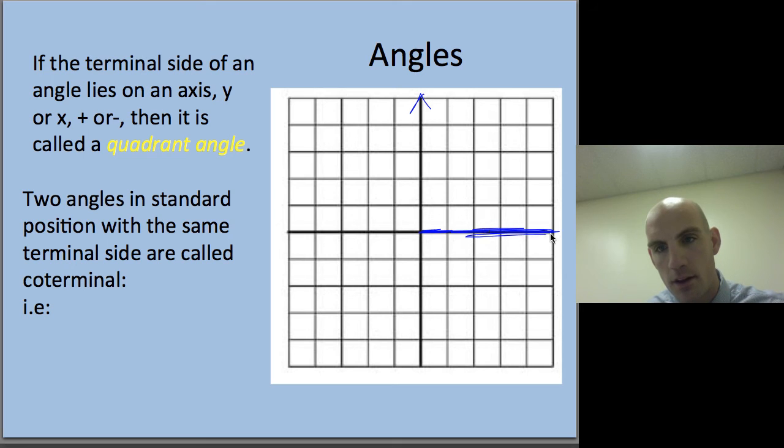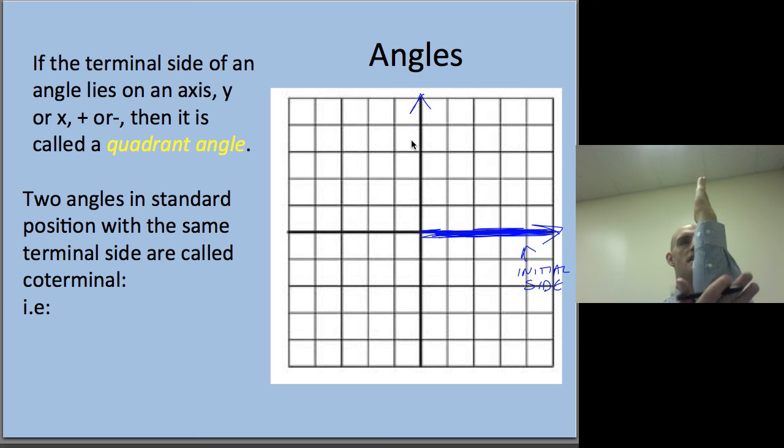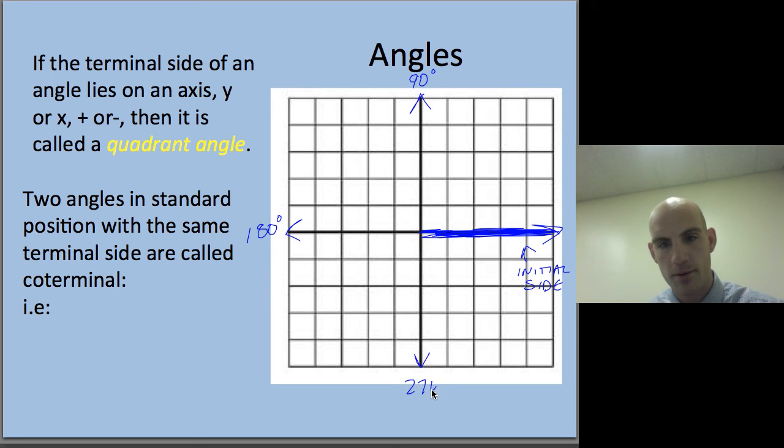So, remember, this is always the initial side, and so the positive y-axis is going to be 90 degrees because it opens up 90 degrees. The negative x-axis is going to be 180 degrees, and this one down here is going to be 270, and this is going to be both 0 and 360. Because the thing about this is they just keep going around. So if I go around all the way, that's 360. Go around again at 720, kind of like a snowboarder.